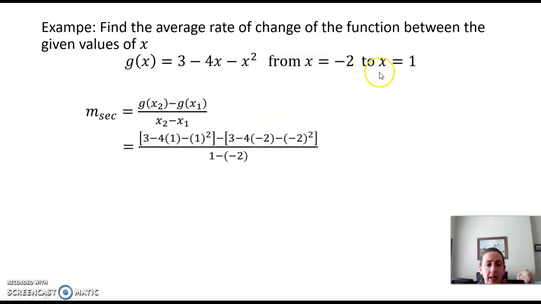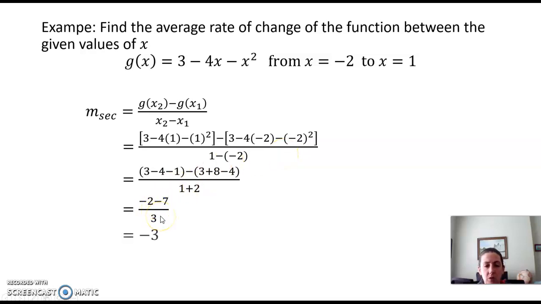So we will plug in 1, we'll call this x1 and x2, so we'll plug in 1, 3 minus 4 times 1 minus 1 squared, minus, then we'll plug in -2, 3 minus 4 times -2 minus -2 squared, all over 1 minus -2. So we can simplify this. We get 3 minus 4 minus 1 for g at x2, minus 3 plus 8 plus 4 for g of x1, and then we end up getting -2 minus 7 over 3, which gives us -9 over 3, or -3.